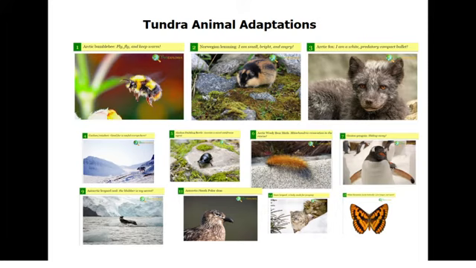And next, examples of animal adaptation for living in the tundra. Again, see and try to understand what happens with these animals and insects.